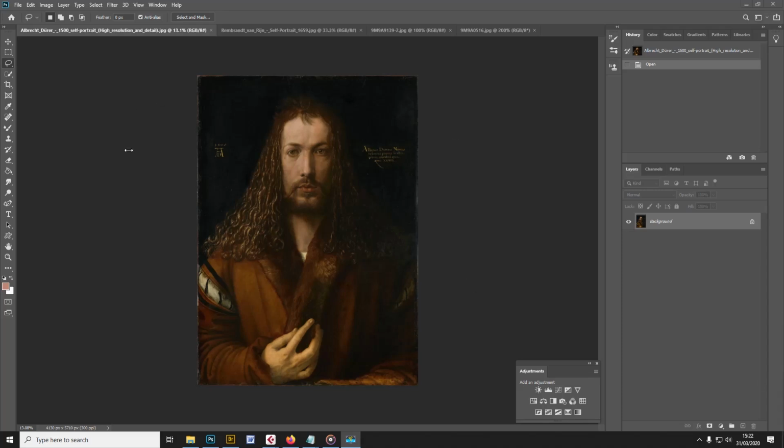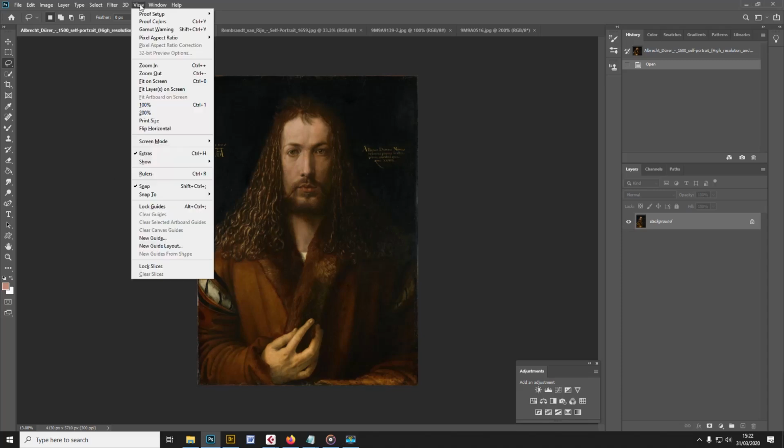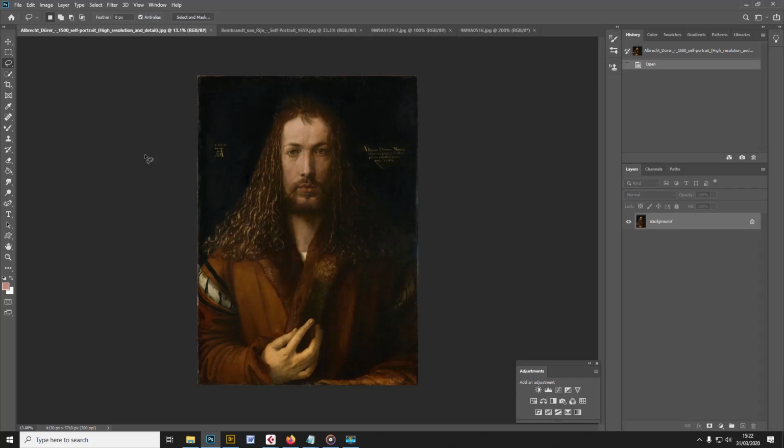So if we look at this, the Dürer self-portrait 1500, this is Dürer at the age of 28, apparently. And if we look at this image, this is just a kind of fit to screen in Photoshop. And here we can see fairly clearly the catchlights in the eyes. They aren't particularly distinct, but they're definitely there.